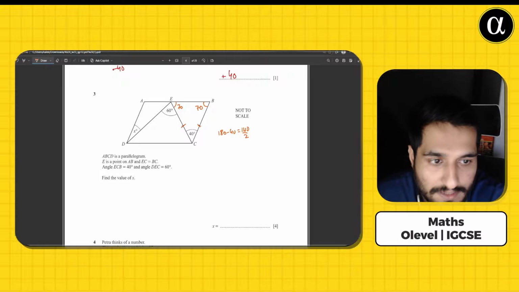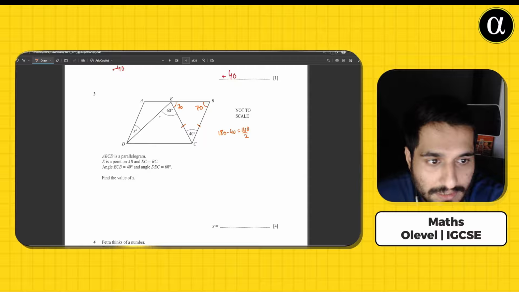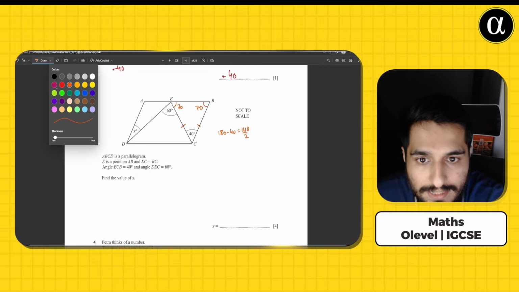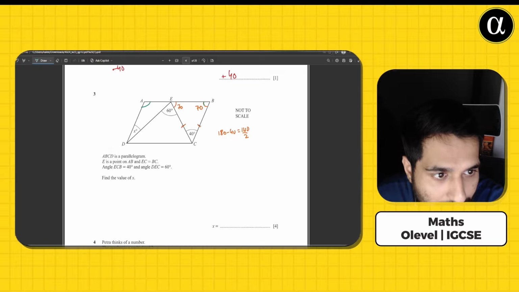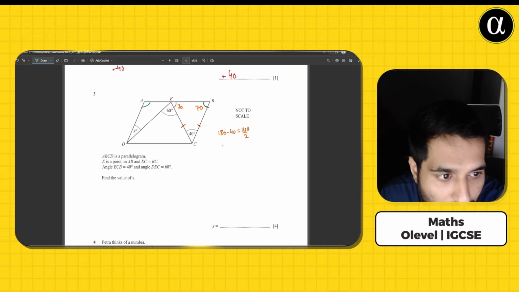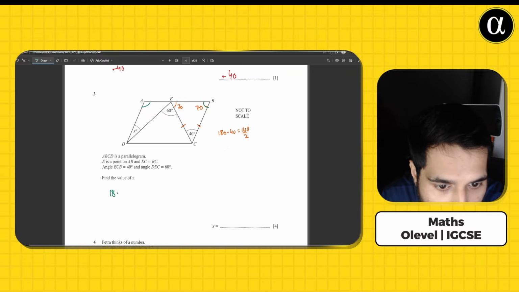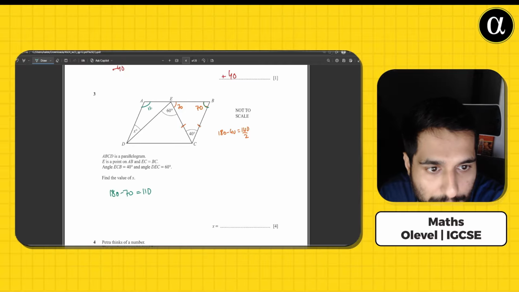Now we're supposed to find the value of x. What can we do? Since ABCD is a parallelogram, the sum of these angles should be 180. Which angles? Angle A and angle B should be 180 due to co-interior angles. So if you want to find that angle, it's going to be 180 minus 70. That gives us 110. So this angle is going to be 110.